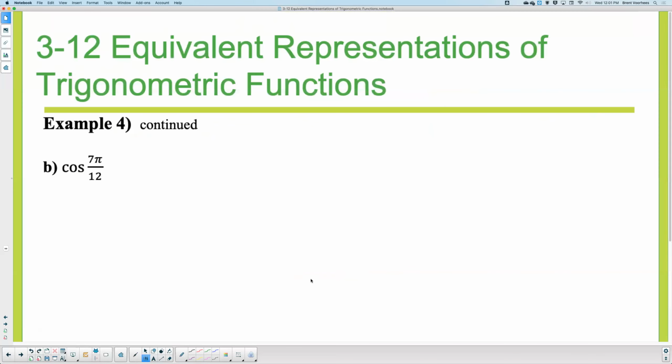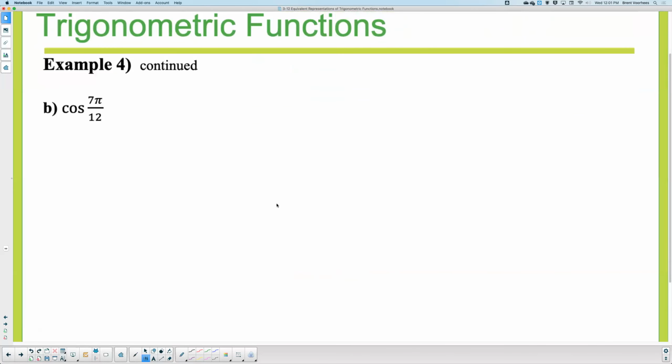All right, let's look at part B. Let's do this again. What about cosine of 7 pi over 12? What we need to do is what? Do I have a 7 pi over 12 finger? Do I have a pi over 12 finger? No. So what do we need to do?